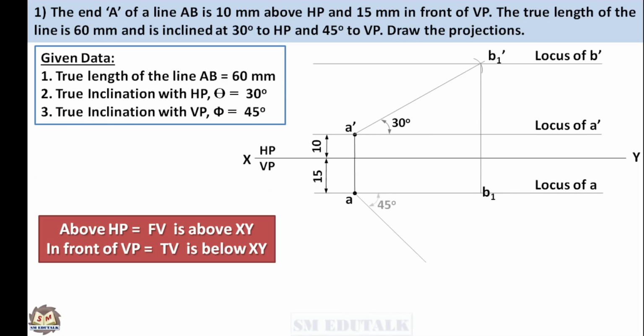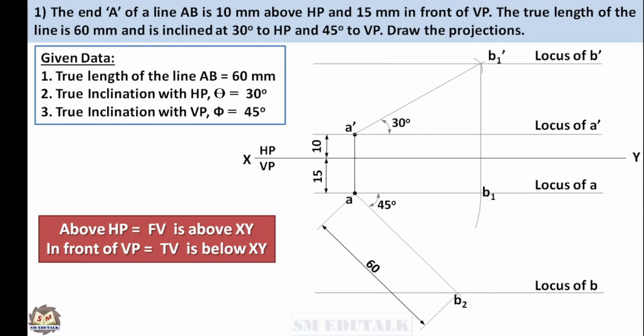Draw a thin line from the point A which is inclined downwards at 45 degrees to the XY line or locus of A. Mark the true length 60 mm on this line using a compass or any normal scale. After marking the true length, you get a point B2. This line is also called the true length line. Draw a horizontal thin line through the point B2. This line is called the locus of B.